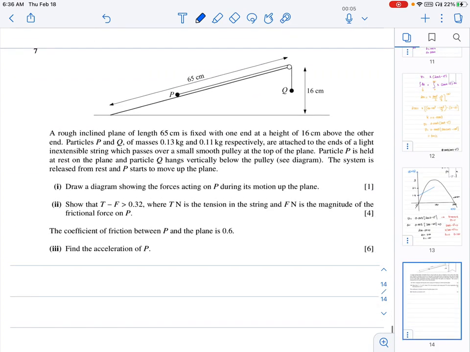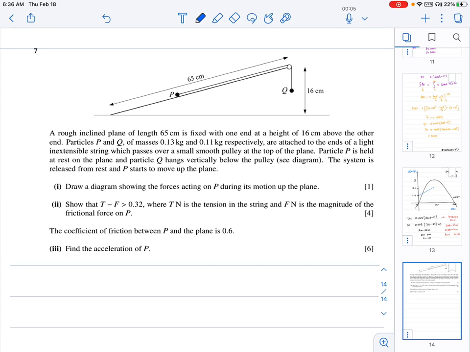Question number 7. A rough inclined plane of length 65 meters is fixed with one end at a height of 16 meters above the other. The particles P and Q are attached to the ends of a light inextensible string which passes over a smooth pulley at the top of the plane. The particle P is held at rest and Q hangs vertically below the pulley. The system is released from rest. P starts to move up. Draw a diagram showing the forces acting on P during the motion.